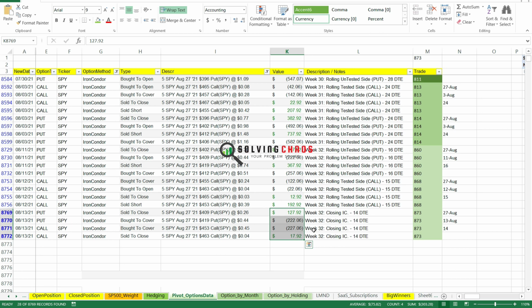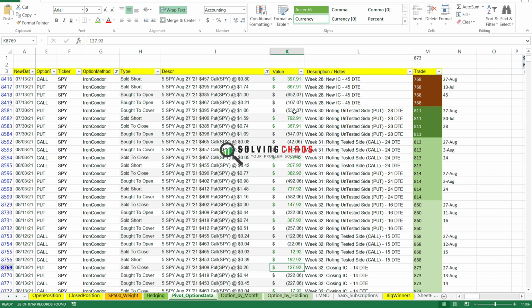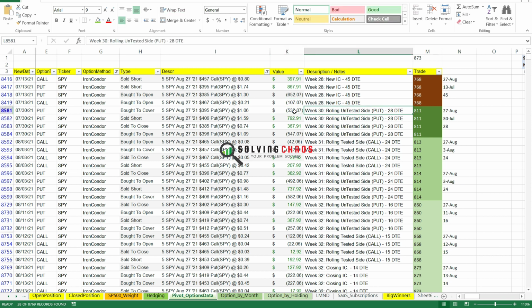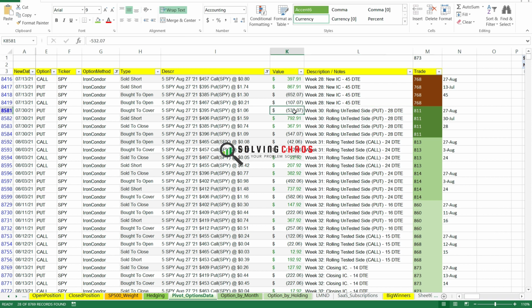But what you can see is every week I'm actually narrowing down my iron condor. And not every week. You can see this is week 28, week number 30. I narrowed it down by rolling the untested side, which is the put. And if you see this, I collected $81 to do that. That's after commissions. Then the next week, I actually did both sides. I rolled both the tested side, which is the call, and the untested side, which is the put. And if you look at that transaction, that looks like this here.